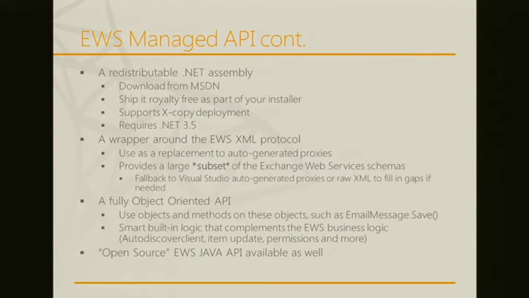It's a redistributable .NET assembly. You can download it from the MSDN site. One good thing about it is it's shipped royalty free, so you don't have to worry about royalty and licensing issues here. And mostly it provides a large subset of whatever EWS service features we add on the server side, right? So you are automatically covered for any new features, as they will be exposed in the managed API. So you don't have to keep track of things.